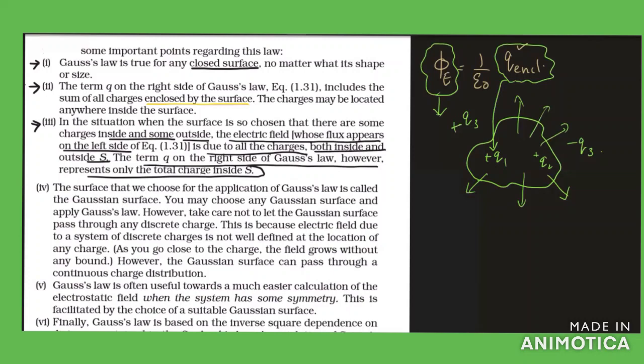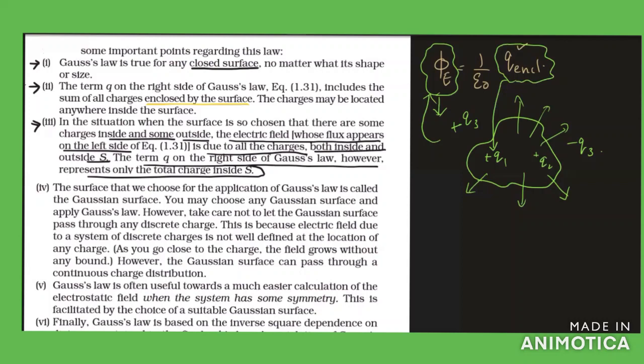In this equation, the left hand side, phi E, which is the flux passing through this surface, is due to the entire charge configuration, which means the net charges inside and the net charges outside contribute to the term phi E. But the right hand side represents only the total charges inside the surface.